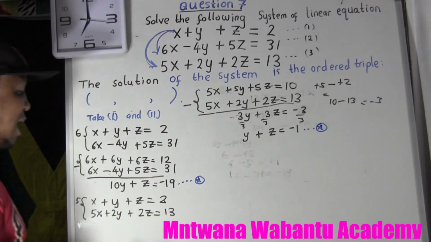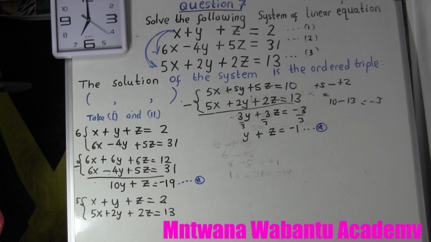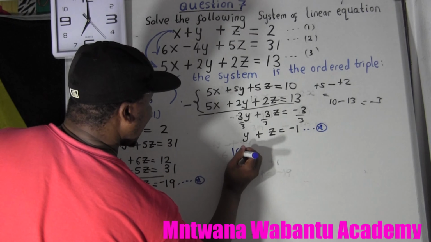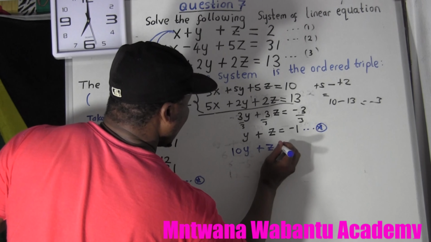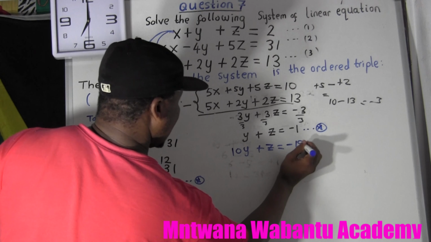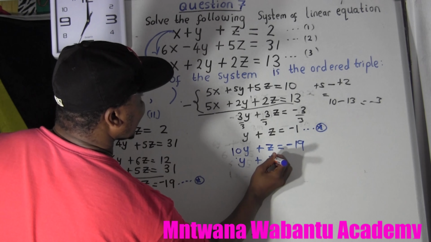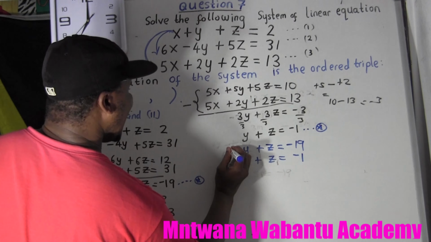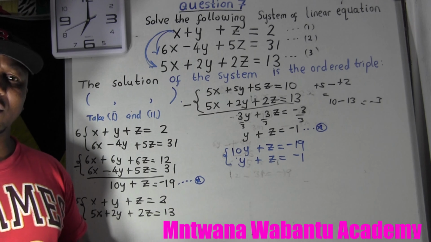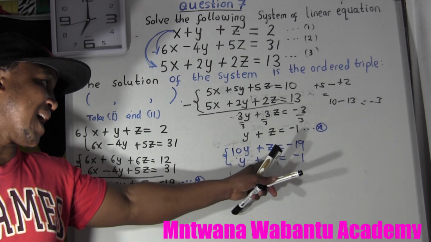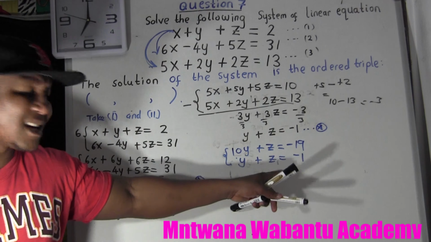What I'm going to do now, I'll take the first equation and solve it with the second equation simultaneously. So I'll take this one, 10y plus z equals negative 19, and then this one, y plus z equals negative 1. Let's do the same trick we did here. Which letter should I get rid of? I'll use z, because they are equal.